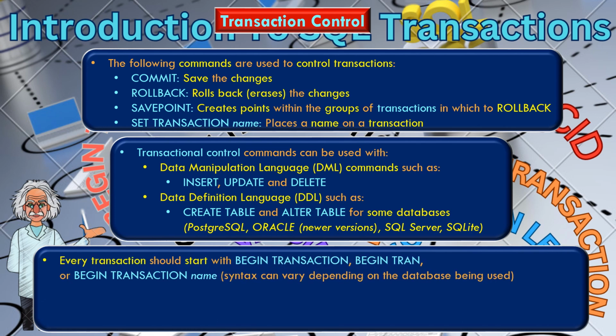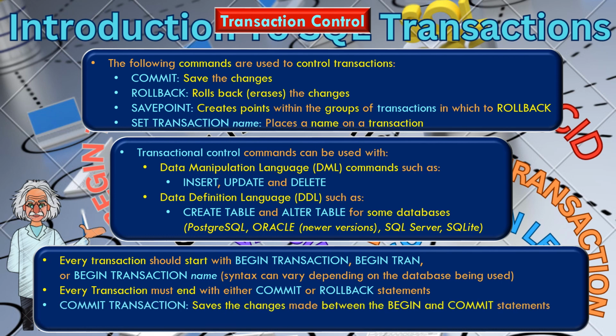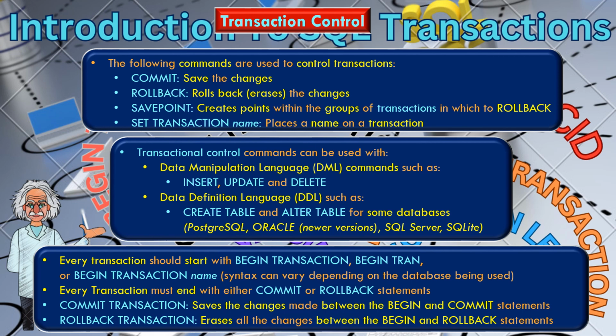Every transaction should start with begin transaction, begin tran, or begin transaction with name. However, syntax can vary depending on the database being used. Every transaction must end with either commit or rollback statements. Commit transaction saves the changes made between the begin and commit statements. Rollback transaction erases all the changes between the begin and rollback statements.